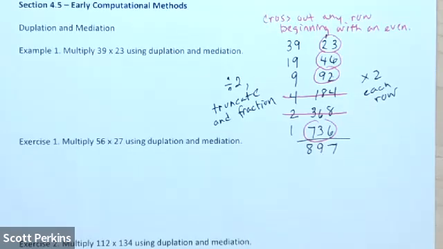So what I would like you to do is exercise 1. I want you to run through 56 times 27. Just so we're all doing the same thing, I'm going to make 56 the left-hand column and then the 27 the right-hand column.